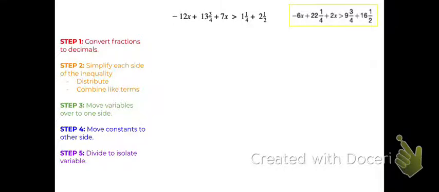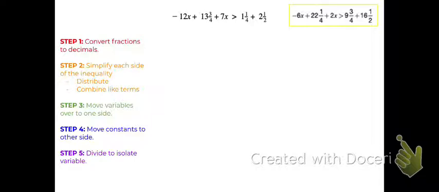Here I'm going to go over how to solve equations and inequalities when you first need to simplify each side. I'm going to go over the inequality or equation on the left, and the one I'd like you to try is on the right in the yellow box. So first off, with this inequality, if there are any fractions, I suggest you first convert them to decimals.